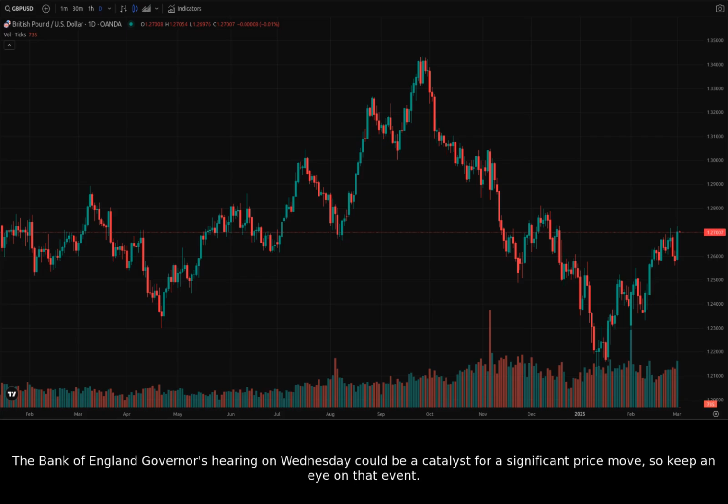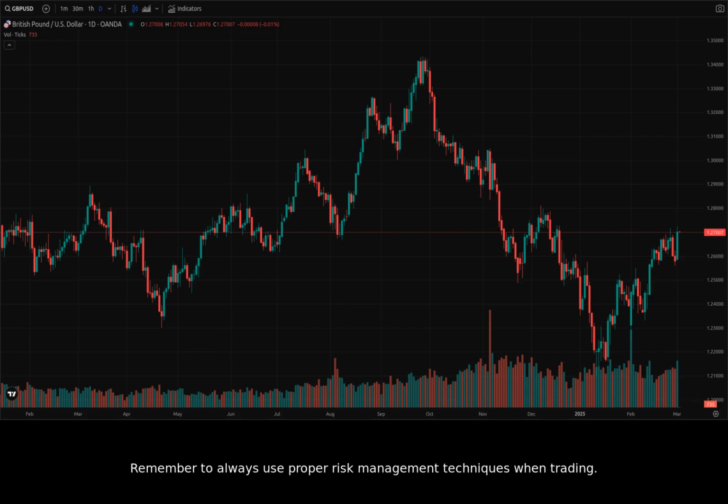The Bank of England governor's hearing on Wednesday could be a catalyst for a significant price move, so keep an eye on that event. Remember to always use proper risk management techniques when trading.